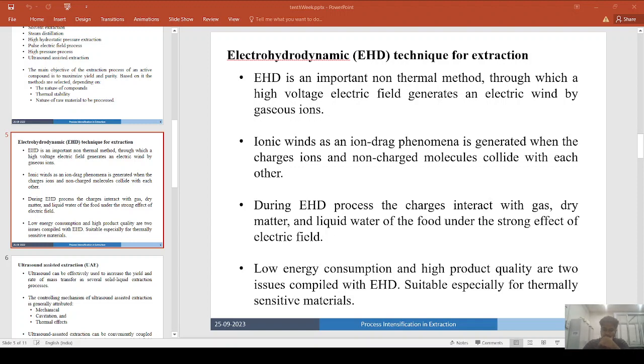So this is basically an introduction to the electrohydrodynamic technique for extraction, where it is mainly used as a complementary process for the cellulose extraction from bagasse.